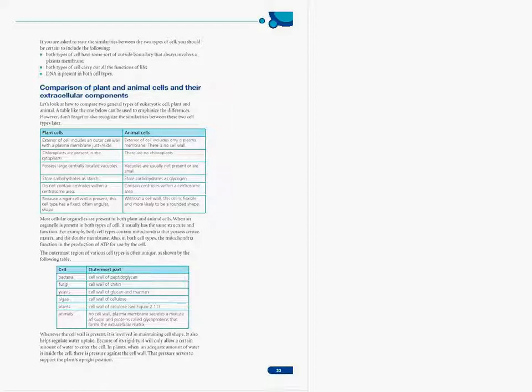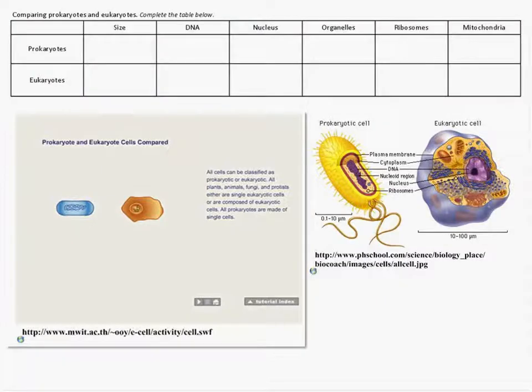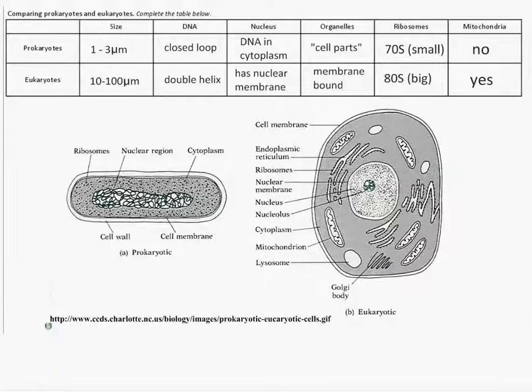To make it a little clearer, I'll take you to the presentation and we quickly revise what we have done. When I'm talking about the comparison between a eukaryotic and a prokaryotic cell, this table will help you in a big way. The size of a prokaryote is between 1 and 3 micrometers. Eukaryotes are anywhere between 10 to 100 micrometers. The DNA for a prokaryote is in a closed loop structure.